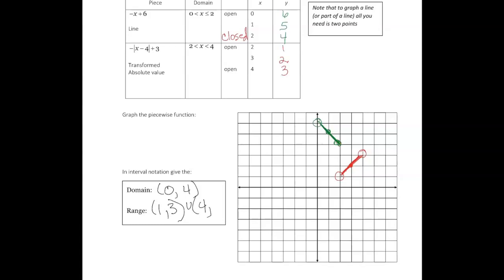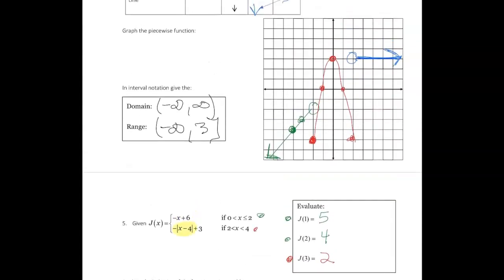I want to keep heading north for my y values. And I can get up to here, which is 6. That's the highest I can get to, but I can't actually equal it. And because that is the situation, I have 6 with a paren. And we are done. Okay, so those are the notes.